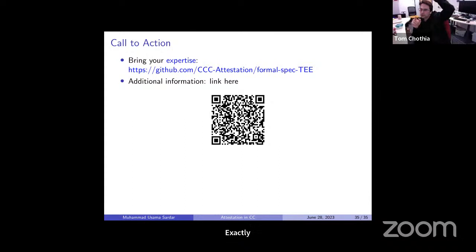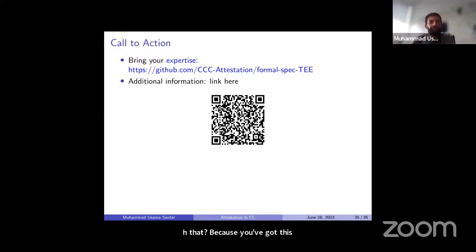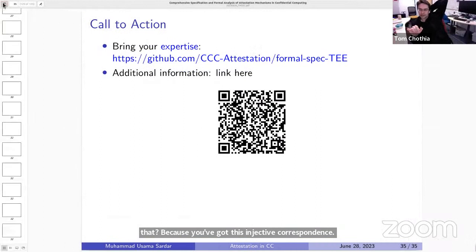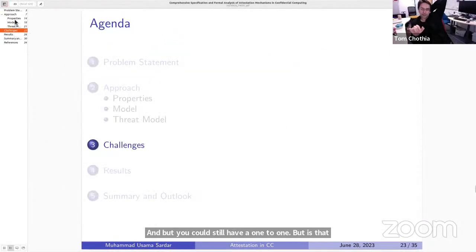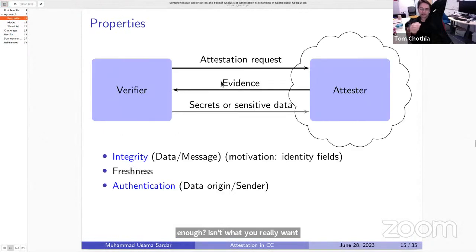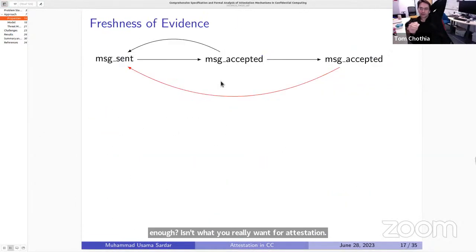Exactly. Now, would your security properties catch that? Because you've got this injective correspondence, but you could still have a one-to-one. But is that enough? Because isn't what you really want for attestation that it happened after I requested it?